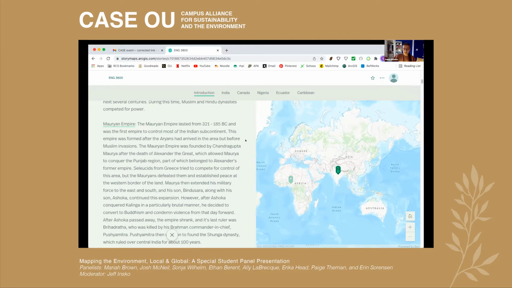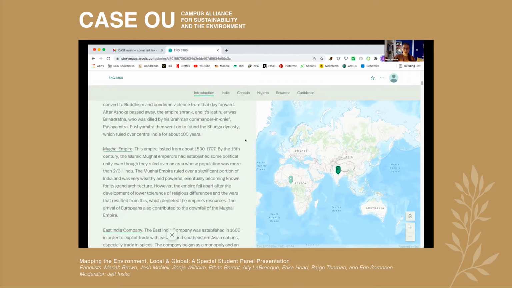Then we have the Mauryan Empire, which lasted from about 321 to 185 BC. And this was the first empire that encompassed most of the Indian subcontinent. And then this was followed by the Mughal Empire, which came around the 15th century after some political unity had been established by Islamic Mughal emperors, despite the fact that they ruled over an area that was over two-thirds Hindu, which is an opposing religion. And then eventually this empire fell apart due to lower tolerance between religions and subsequent wars that depleted their resources, as well as the arrival of European colonizers.